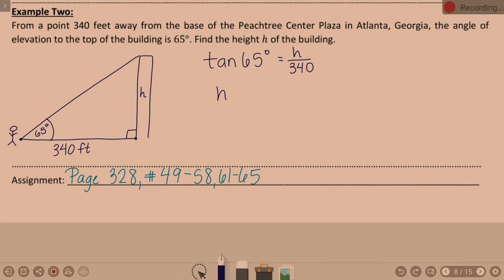Solve for h. If it's h divided by 340, we're going to multiply by 340. 340 times tangent of 65 degrees, I have two decimal places again, is what? 729.13. Okay, 729.13. They gave us our first measurement in feet, so this is feet.